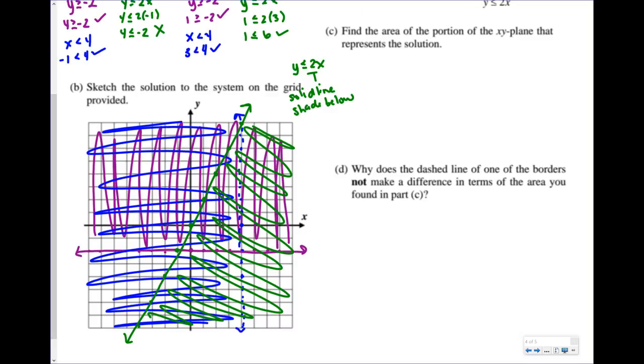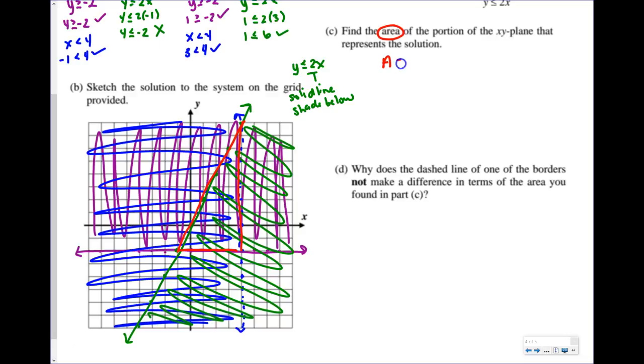Alright, now in your paper this might look kind of crazy because you're using a pencil. Okay, so the next question says find the area. So find the area of the portion of the xy plane that represents the solution. So I'm going to highlight the shape that I've created with all of my lines. So it's a triangle. So I need to find the area of this triangle.